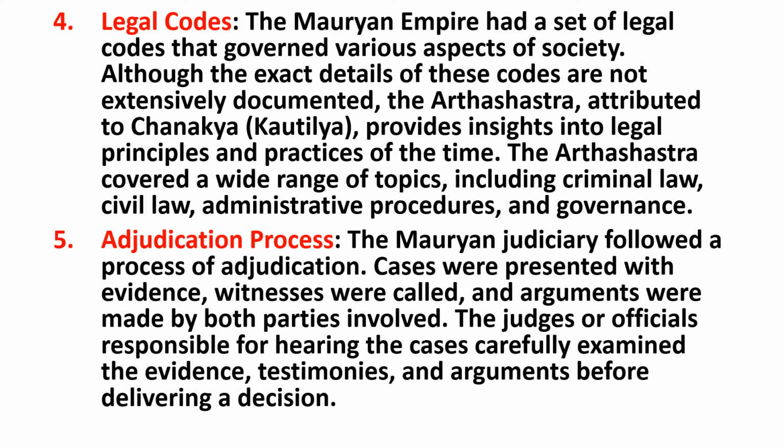Fifth one, adjudication process. The Mauryan judiciary followed a process of adjudication. Cases were presented with evidence, witnesses were called, and arguments were made by both parties involved. The judges or officials responsible for hearing the cases carefully examined the evidence, testimonies, and arguments before delivering a decision.